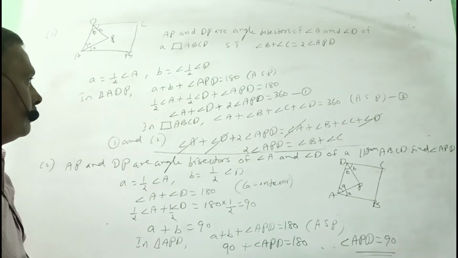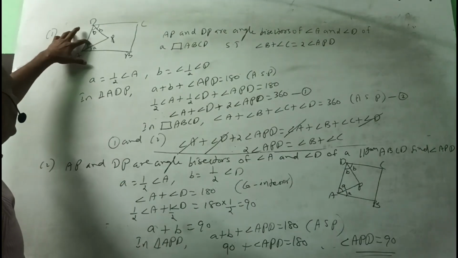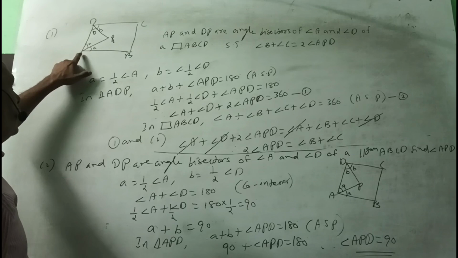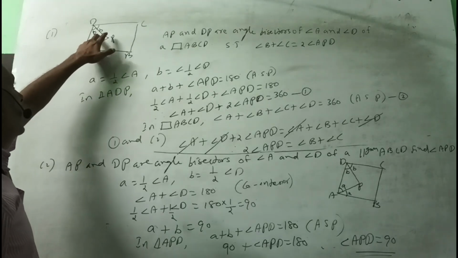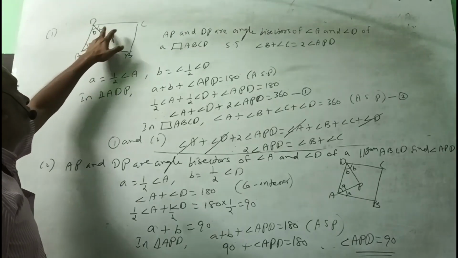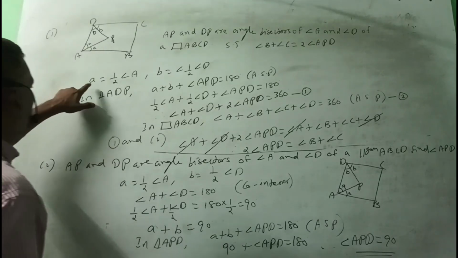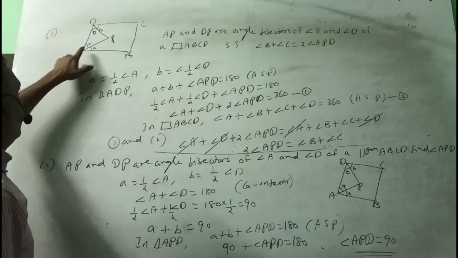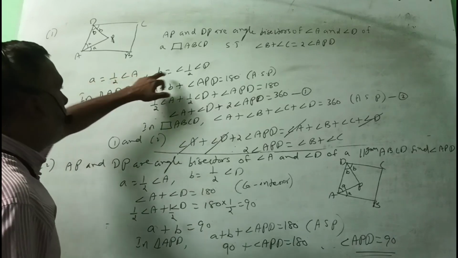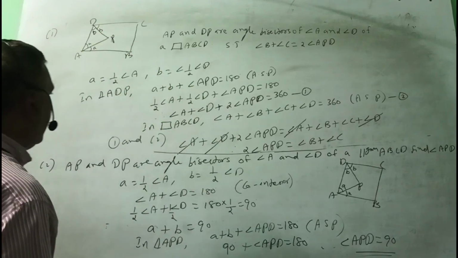That's the question. Very simply, if I am taking this as a, then this also will be a because angle bisector. Similarly, if this is b, then this also will be b. Each of these angles are equal by the angle bisector property. So a is half of angle A, and b is half of angle D.